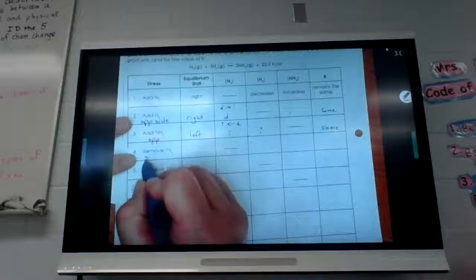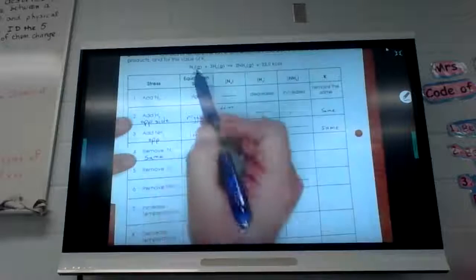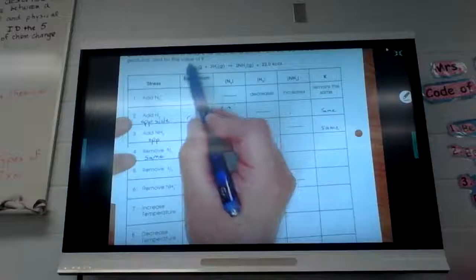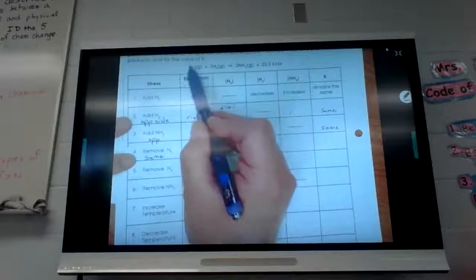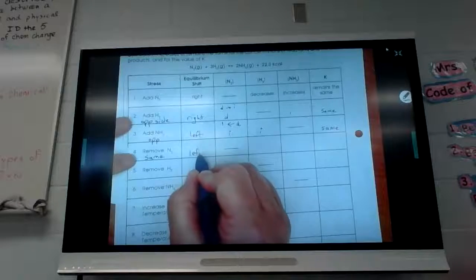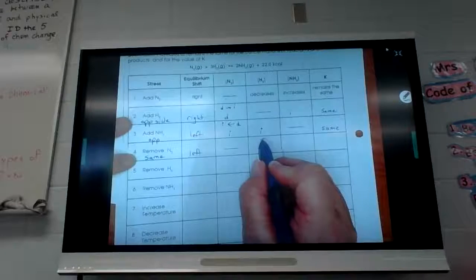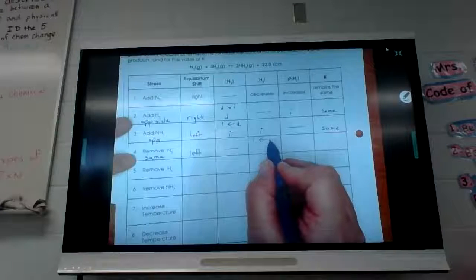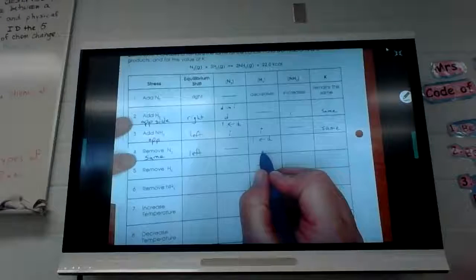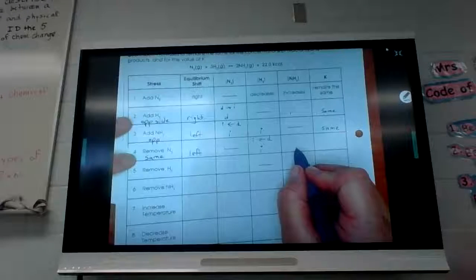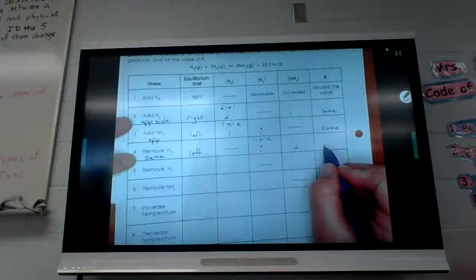All right, if we remove a reactant or product, what do we know? Stays on the same side. All right, so N2 is a what? It's a reactant, right? So if it stays on the same side, it has to go to that side, which is to the left. So if it goes to the left, it will increase there, and it will do the opposite here.